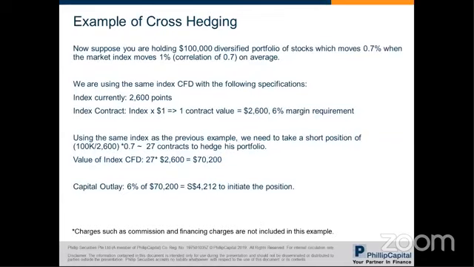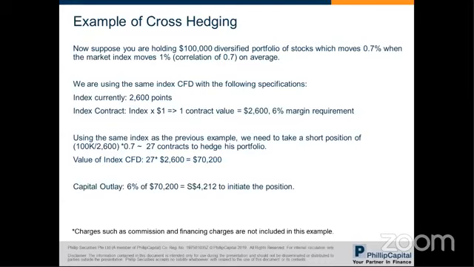So now we'll go into the second topic, cross hedging. Cross hedging is using some other instruments to cover the position of your current holdings. Take an example: instead of holding an index ETF, you are holding a portfolio that, on average, moves about 70% of the market index movement, a correlation of 0.7 on average. Then you want to use the index CFD to hedge it.